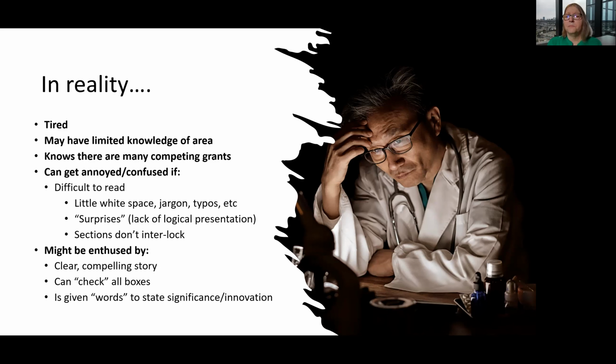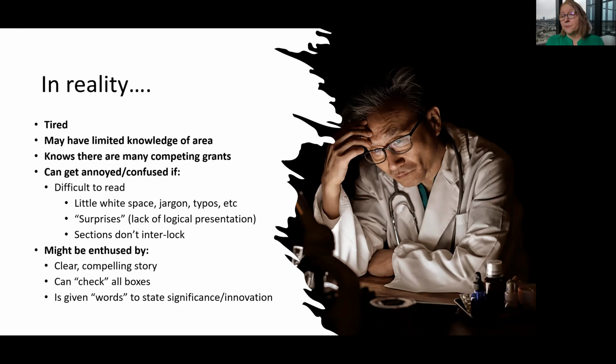Avoid surprises, meaning make your story logical. Don't have a set of aims that are not consistent with what you say you're going to do, where there will be a surprise. Oh, didn't know they were going to do that. And make sure that the whole grant talks to one another. Your research plan complements your career development plan, and so forth.